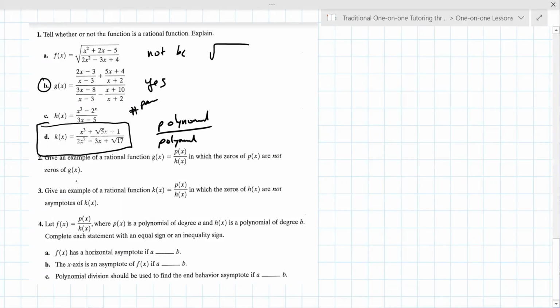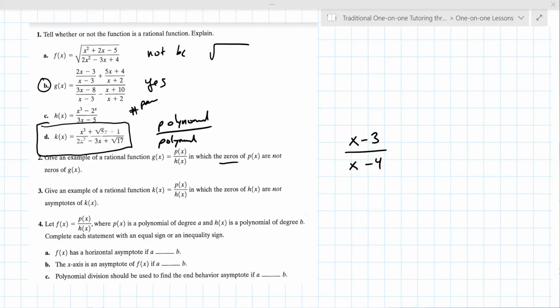Give an example of a rational function in which the zeros of the top are not the zeros of the bottom. So what they mean by that is like x minus 3 has a zero at 3, and then x minus 4 has a zero at 4. Okay, so anything like that would work. All right, we can move on to number 3.